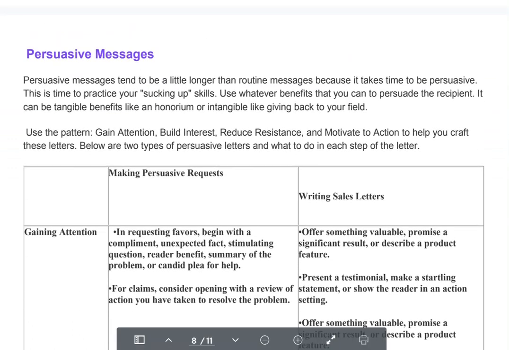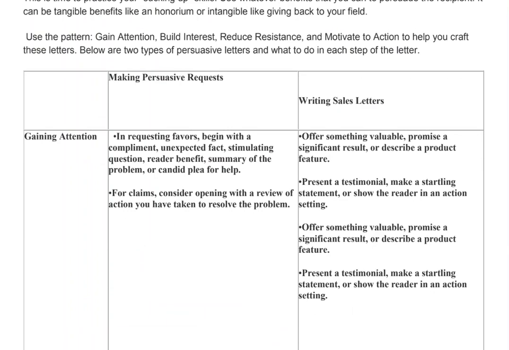And finally, we have persuasive messages. They tend to be a little longer than routine messages because it takes time to be persuasive. We have to build our reasonings and back them up, where I can't just come out and say, "You won." This is to practice your sucking up skills. Whatever benefits you can persuade the recipient, use them. It can be tangible benefits like an honorarium or cold hard cash, or intangible like giving back to your field. So the pattern here is we want to gain their attention, build their interest, reduce resistance, and finally motivate to action.